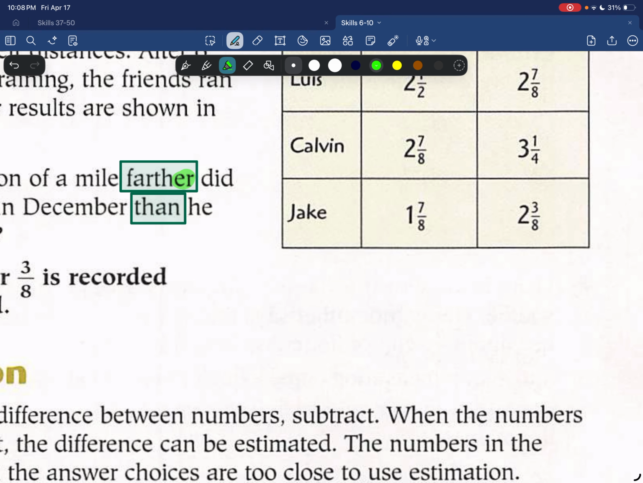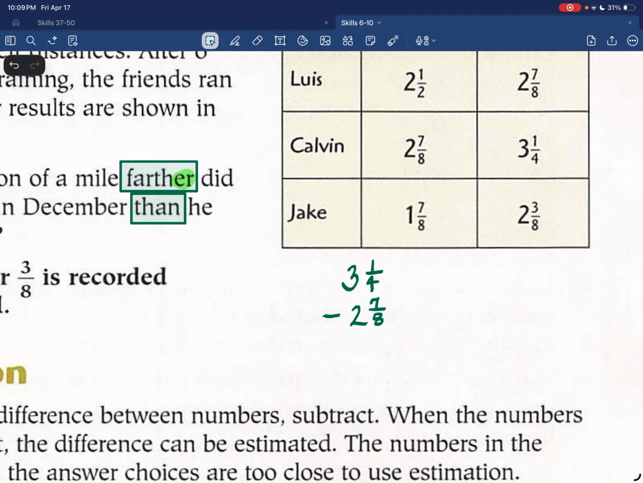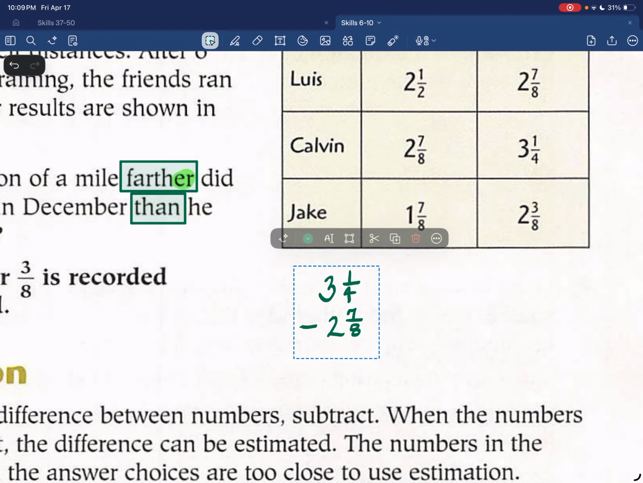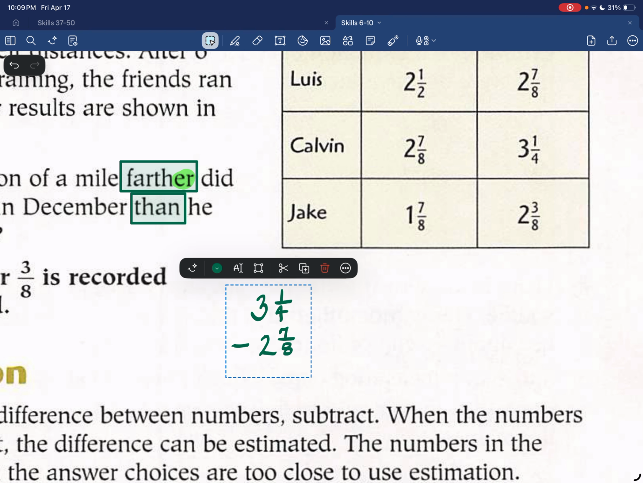So I have 3 1/4 minus 2 7/8. Now, you can use my trick of turning those into decimals, and I'll show you how to do that in just a minute because that is what I would do. But let me show you the right way, and then we'll worry about that one.